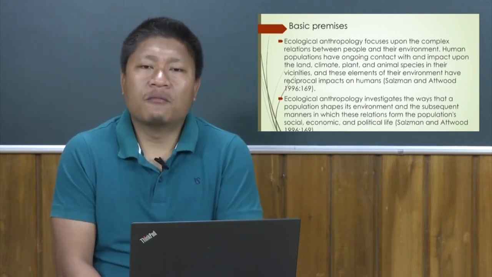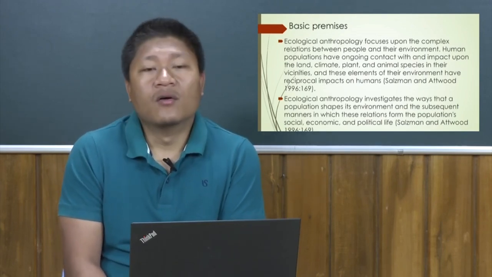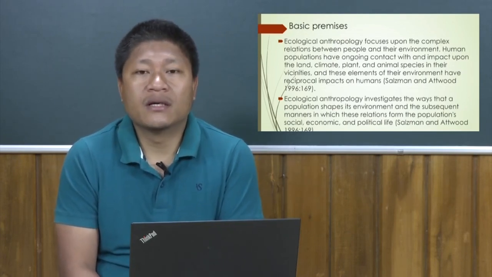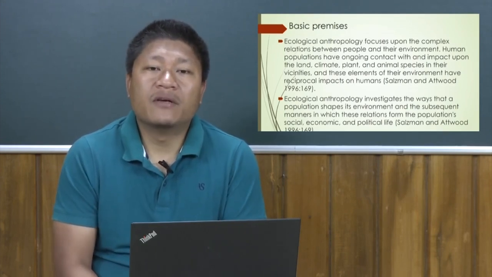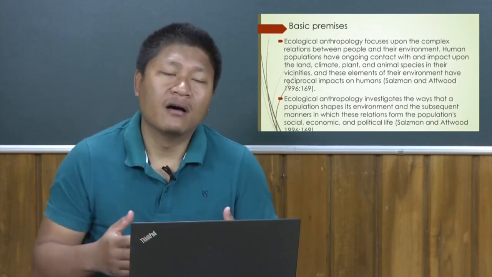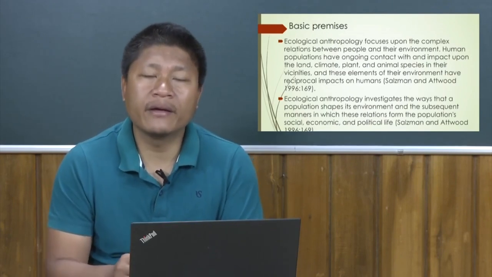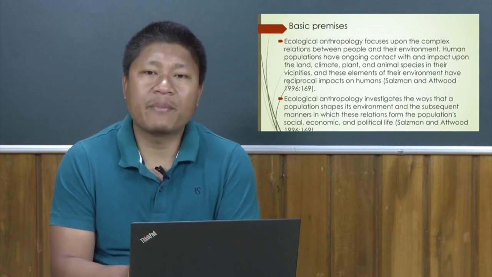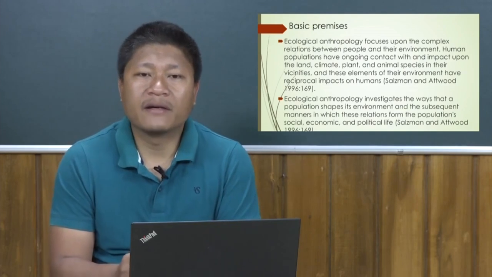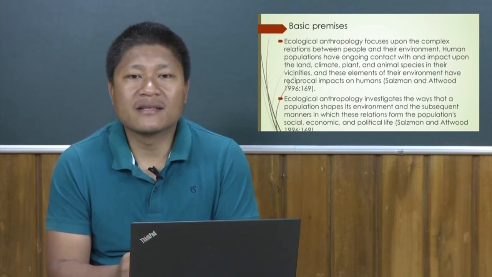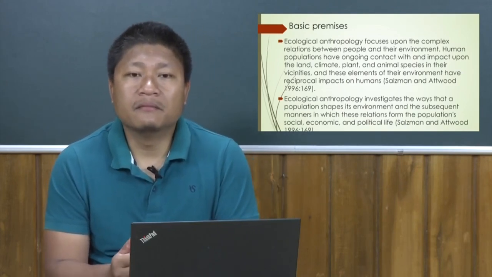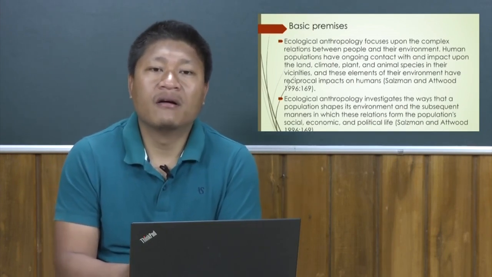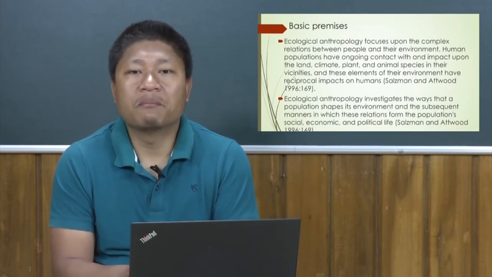Now, first and foremost, we'll try to look at the basic premises of what ecological anthropology is. It tends in essence to focus upon the complex relations between people and their environment. As we know, the human population has an evolving, if not ongoing, relationship with, and in return has an impact upon, the geographical area, that is the climate and plants and animals and different kinds of species in their surroundings, for instance. And all these elements in a sense have a reciprocal relationship, if not impacts, on the humans.